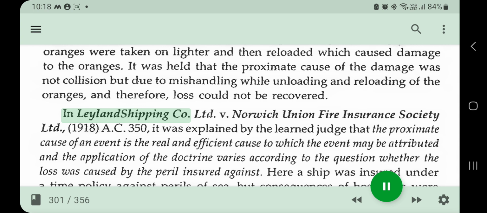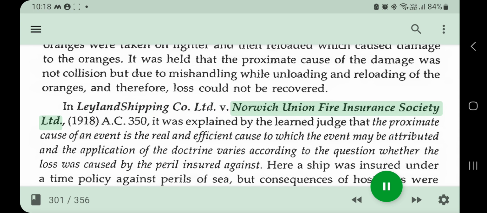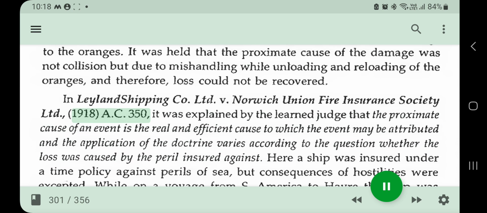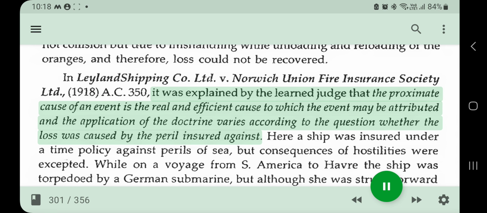In Leyland Shipping Company Limited v. Norwich Union Fire Insurance Society Limited, 1918, AC 350, it was explained by the learned judge that the proximate cause of an event is the real and efficient cause to which the event may be attributed, and the application of the doctrine varies according to the question whether the loss was caused by the peril insured against.